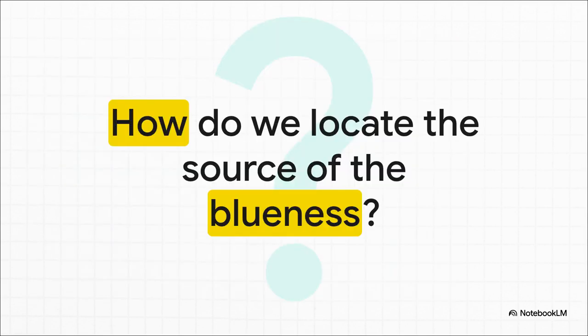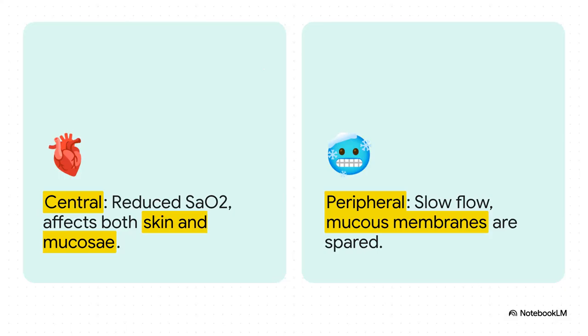Now, when you're confronted with a cyanotic patient, your immediate diagnostic dilemma is this. Is the whole system crashing with a global failure in the heart and lungs, or is this merely a local plumbing issue in the peripheral blood vessels? It really comes down to contrasting central versus peripheral. Central cyanosis means the arterial oxygen saturation is fundamentally tanked, usually from severe lung disease or congenital heart shunts.